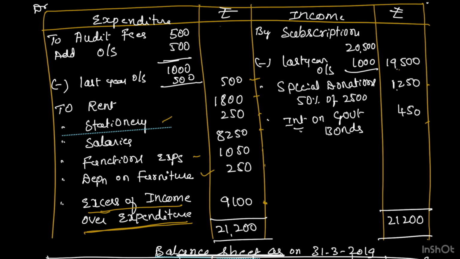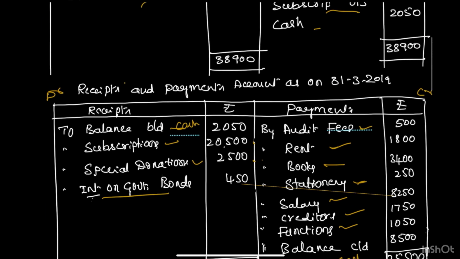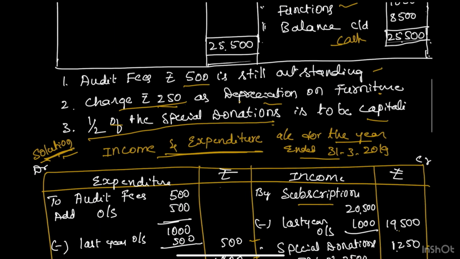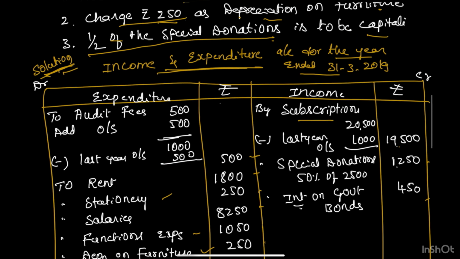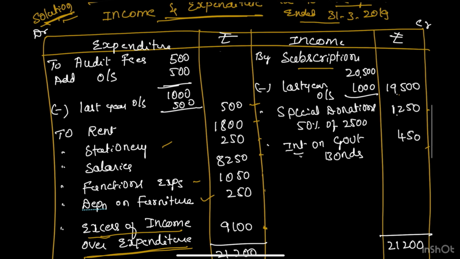And on the credit side, we have to record all revenue incomes. Subscription is a regular income, so we take it here, and the outstanding in the balance sheet, last year's outstanding, is to be subtracted. Special donations: they said half of the donations are to be capitalized, therefore only 50% is considered revenue income and recorded here. Interest on government bonds or any investments is always treated as revenue income.